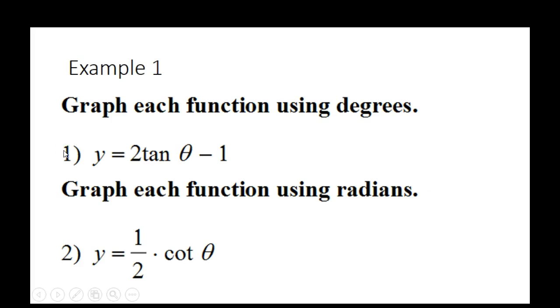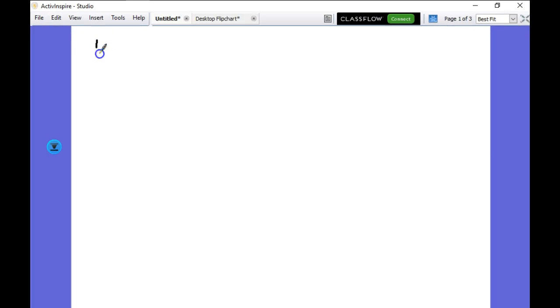All right, write down number 1 here. You can leave the directions out because I don't care if you use degrees or radians at the moment. So just go ahead and write down the equation. So we're going to graph 2 tangent theta minus 1. I'll write it again here. So we're graphing y equals 2 tangent theta minus 1.